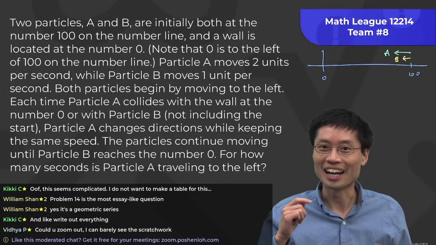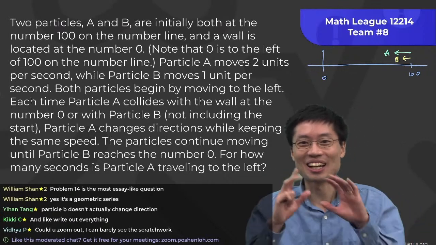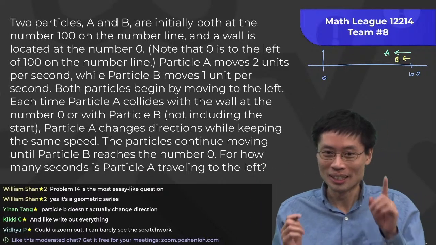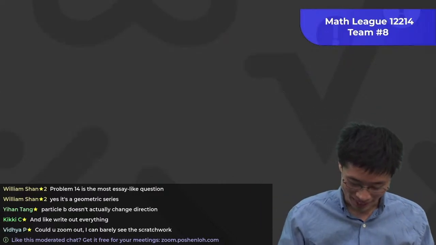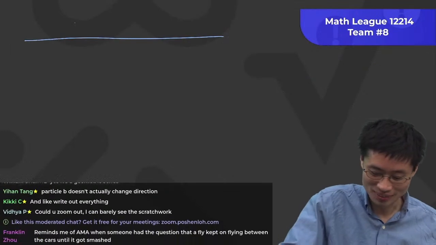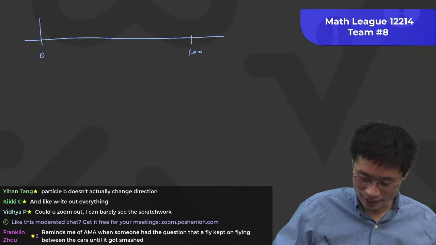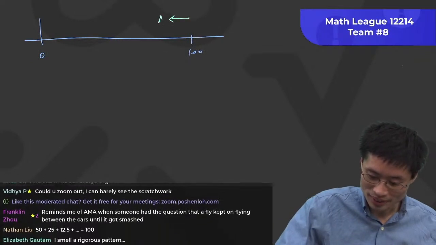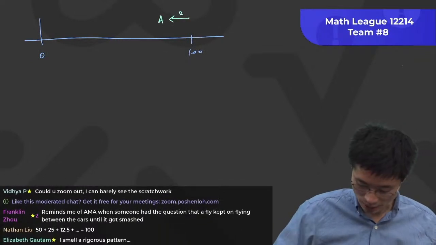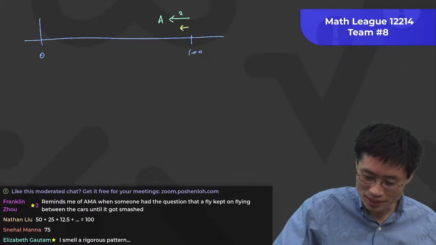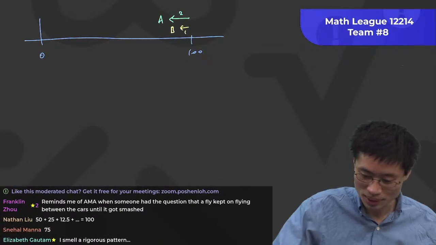Oh, I have a way to do this. Okay, I was going to say, I thought we were going to have to add a geometric series. No, let me write down a few things, okay? So I don't have to do a geometric series. So here's the wall. Here's 100, okay? Particle A is the speedy one, moving at 2 units per second. Particle B is the slowpoke, moving at 1 unit per second, okay?